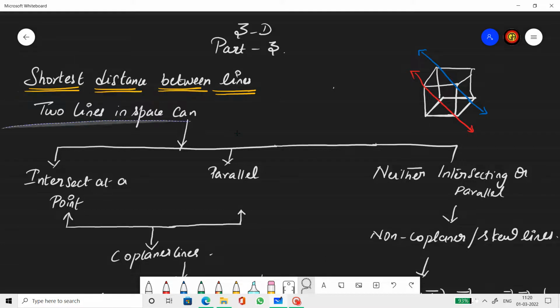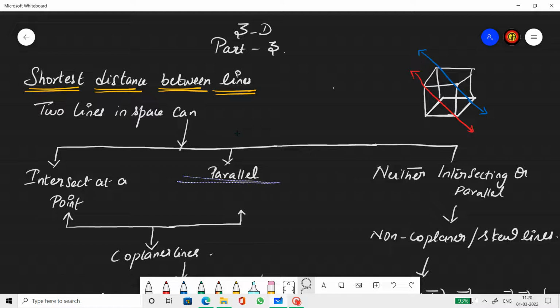Two lines in space can be intersecting at a point, can be parallel, or could be neither intersecting nor parallel. So just imagine a space. There could be many lines in it, right? There will be an infinite number of lines. Now, some of the lines are intersecting. So what will be the distance? No distance. No shortest distance between intersecting lines.